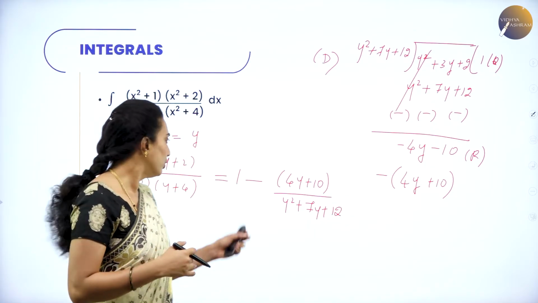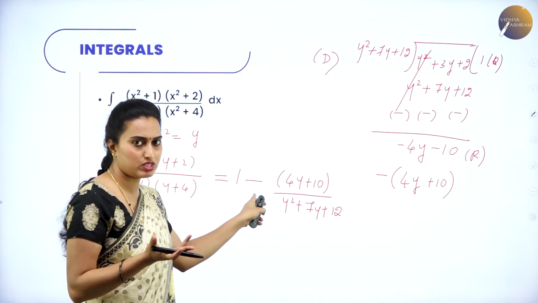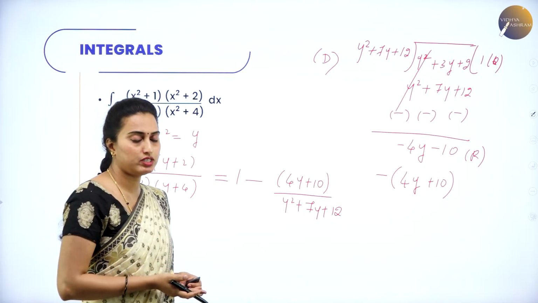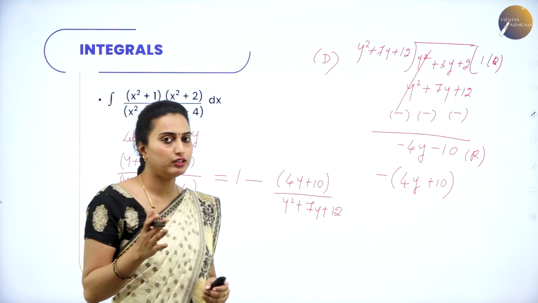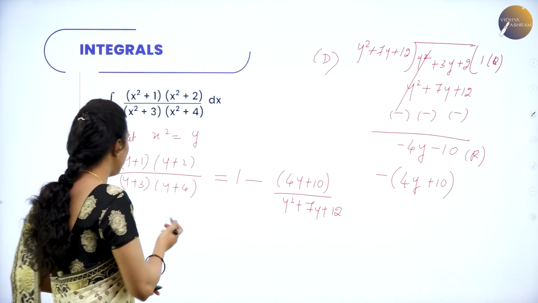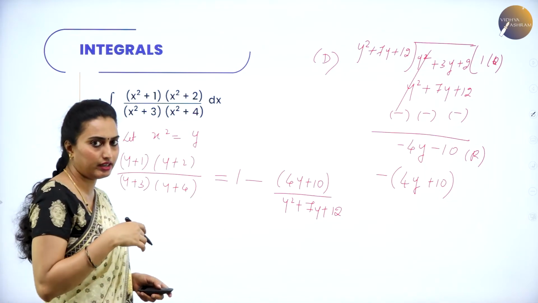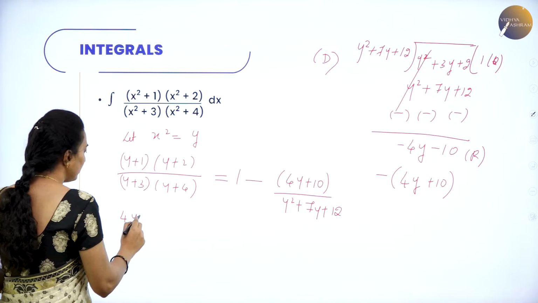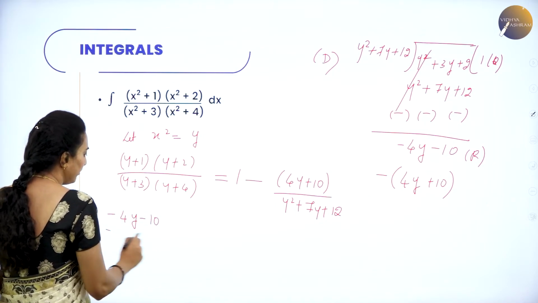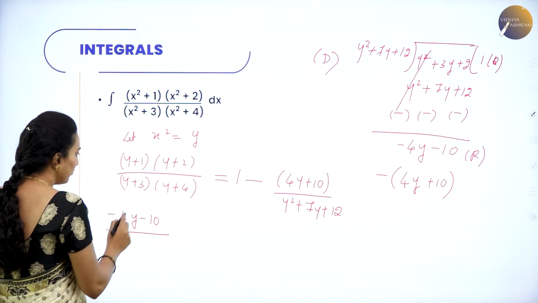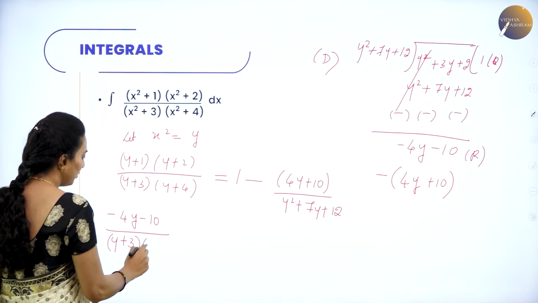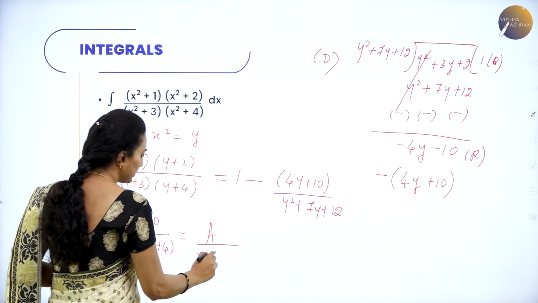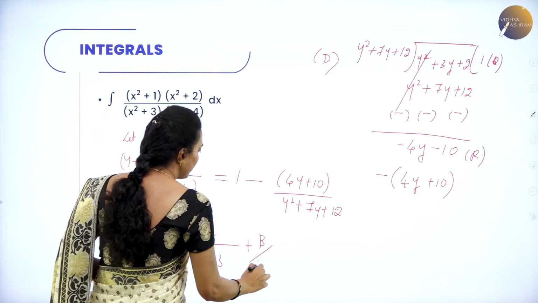So what I am going to do here, you know integral of 1 is nothing but dx, which in terms of x you are going to have. Here let me write this y squared plus 7y plus 12 as, if you multiply you should get 12, if you add you should get 7y, which is y plus 3 into y plus 4, I can write it as, right? Therefore I can write this one, that is minus 4y minus 10 divided by y plus 3 into y plus 4, which I am going to write as a divided by y plus 3 plus b divided by y plus 4.